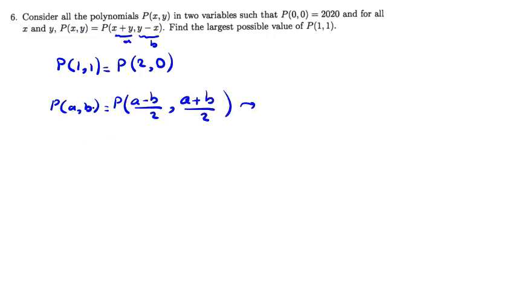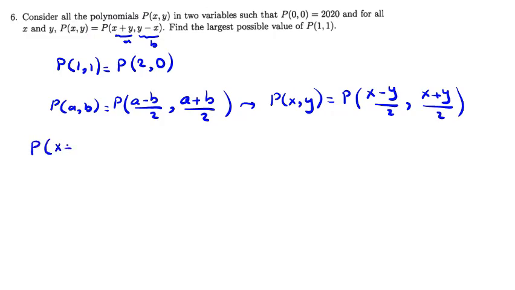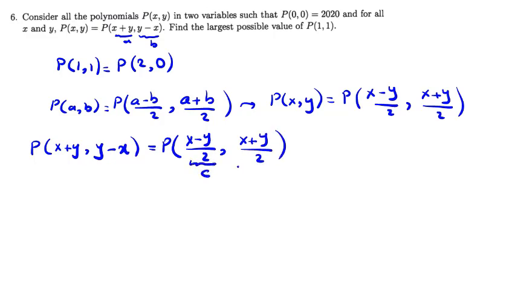So you can consider a, b again as x, y: p(x, y) equals p of (x minus y over 2, x plus y over 2). We know p(x, y) is this, so p of (x plus y, y minus x) equals p of (x minus y over 2, x plus y over 2). So if we consider this term c, d, we can say p(c, d) equals p(2d, negative 2c). Okay, so here we want to find p(2, 0).